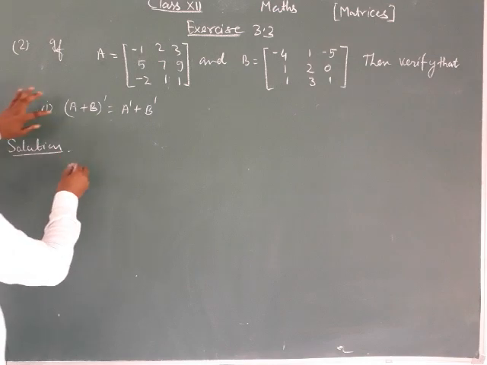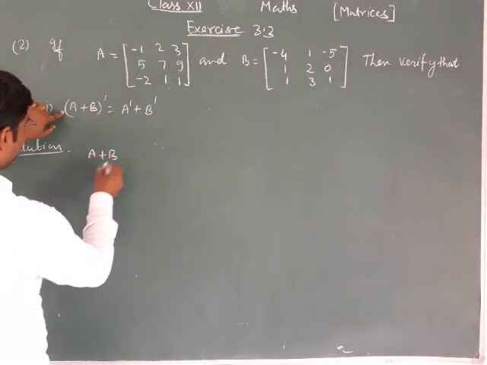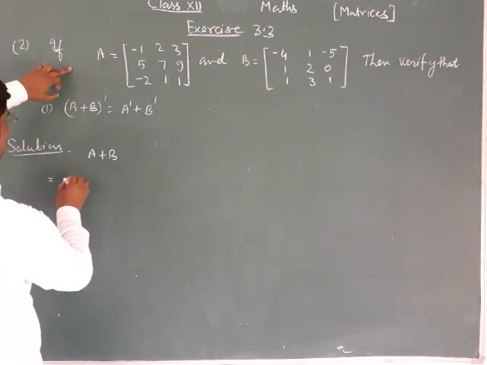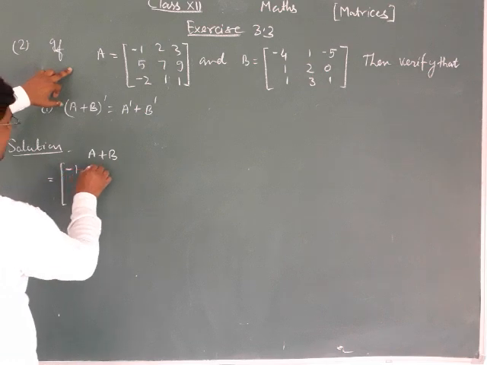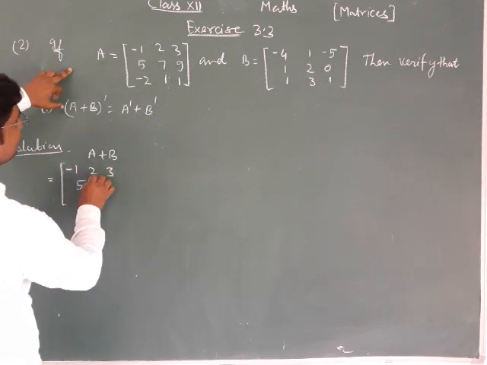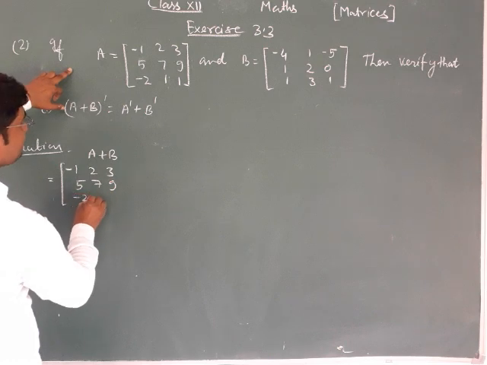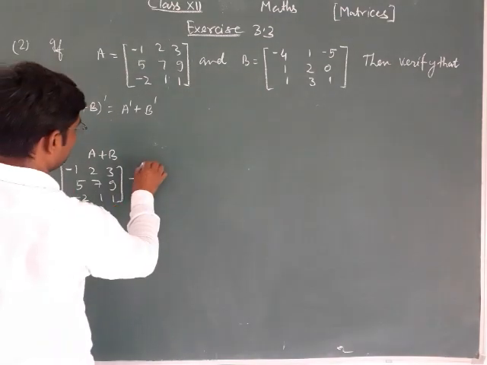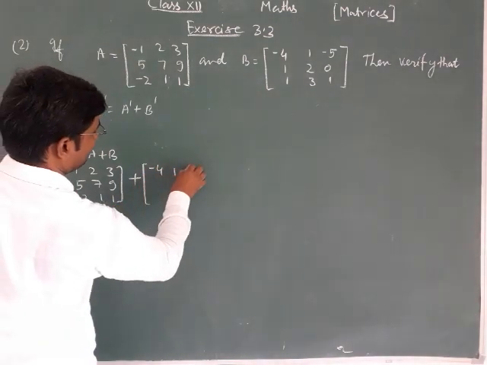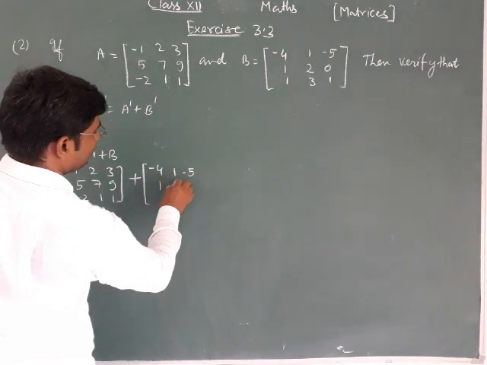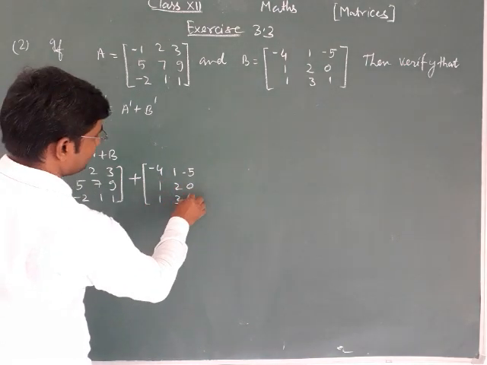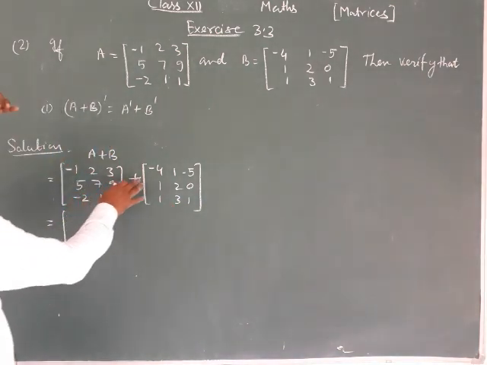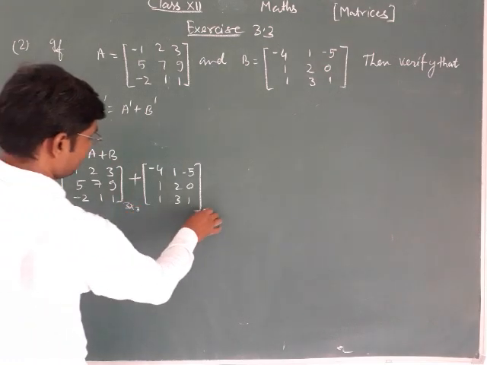Solution of this question. So A plus B is equal to A, the given matrix with elements minus 1, 2, 3, 5, 7, 9, minus 2, 1, 1, plus B, the matrix minus 4, 1, minus 5, 1, 2, 0, 1, 3, 1. So now add these matrices. So 3 by 3 and also 3 by 3.